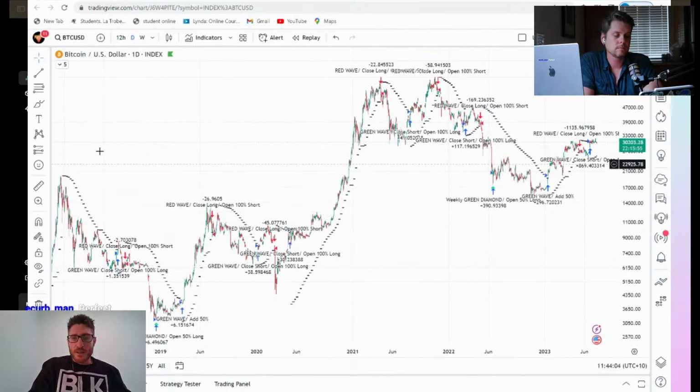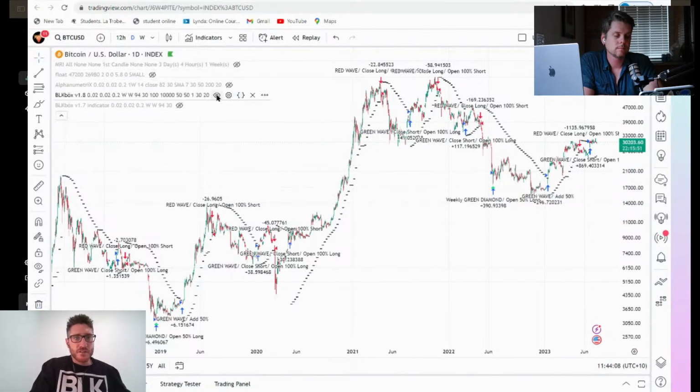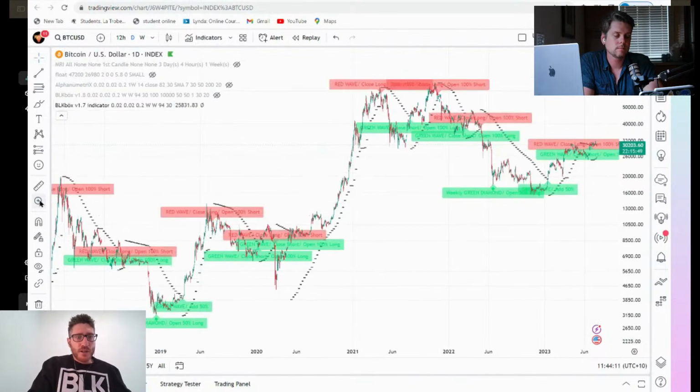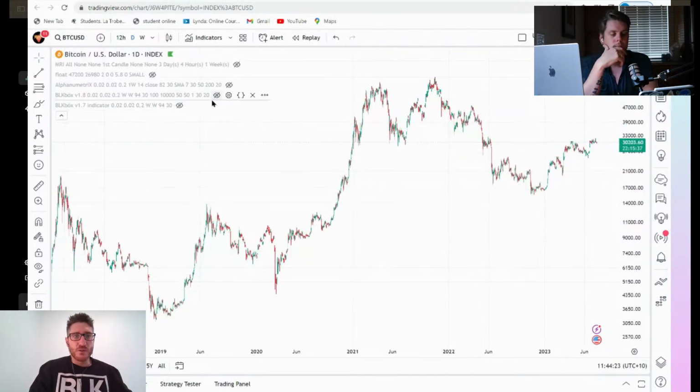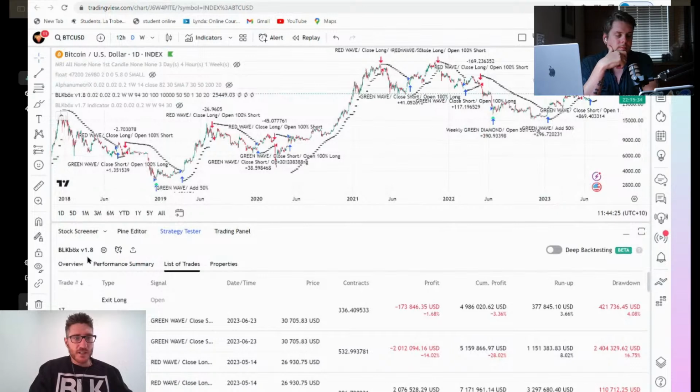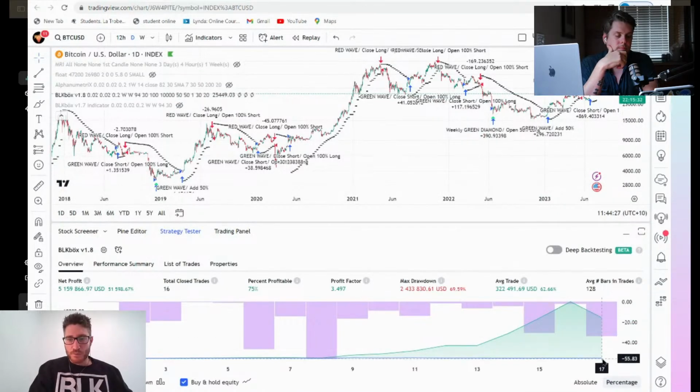But the whole thing about Blackbox is, as I close this for a second and show you, if you had just bought here at any point and just held it, you would be so far worse off than if you had used Blackbox to go in and out, long and short. There's no question about it. You can see right here, this blue line right here down the bottom of the screen, that is the comparison.